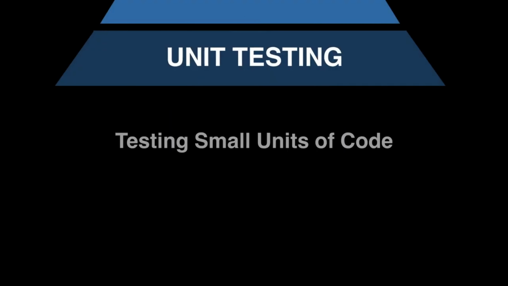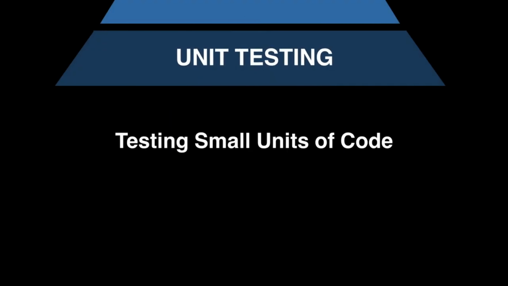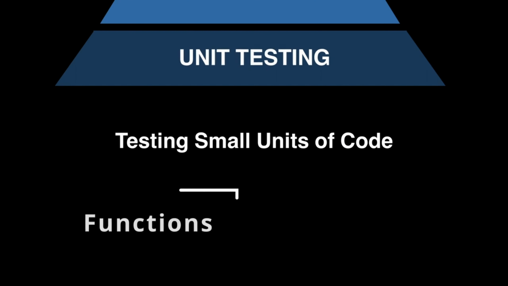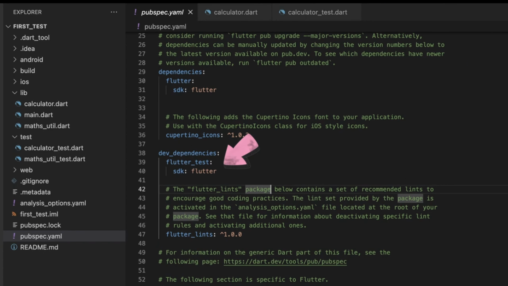So first one is unit testing. Unit testing involves testing individual units of code such as functions and methods. In Flutter, we can use the flutter_test package to write unit tests. Let's look into an example to understand unit testing.